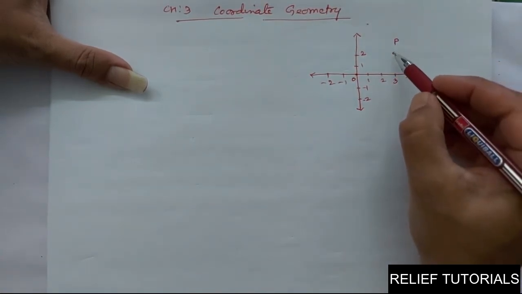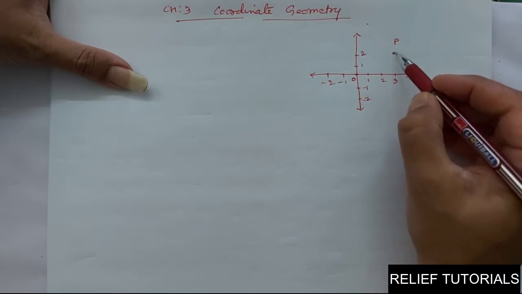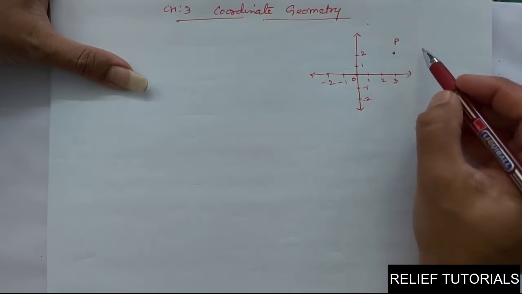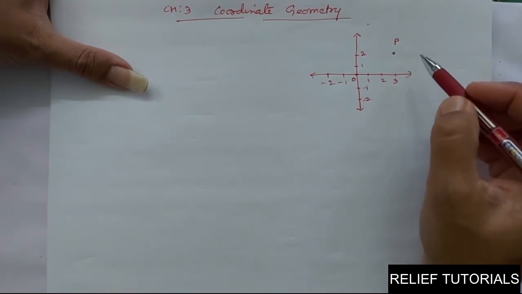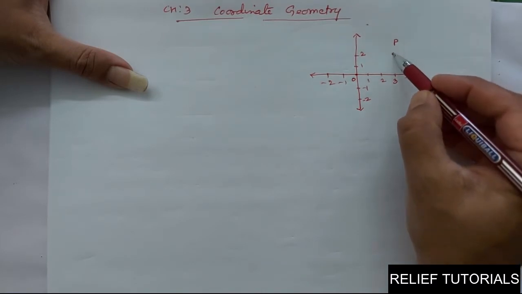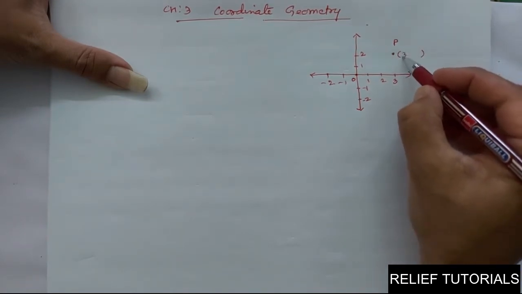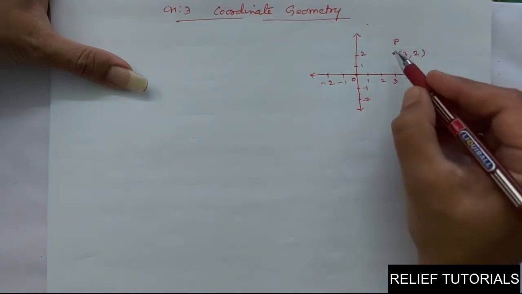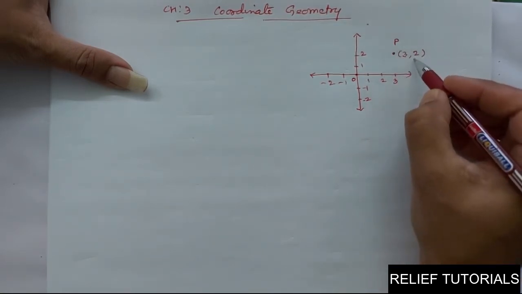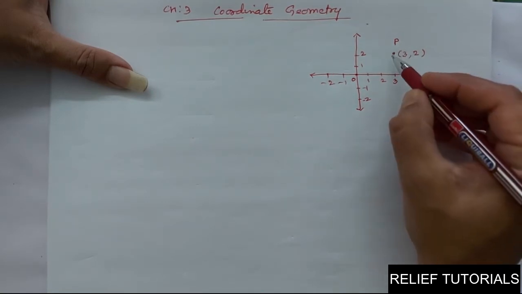we can decide the position of this point. You might know that a point is a geometrical concept, but this point is assigned with some algebraic number. So for the first time there was a unification of point, which is a geometrical concept, and algebraic number. This point P is assigned two algebraic numbers, 3 and 2. So there was a unification of two separate branches of mathematics, geometry and algebra.